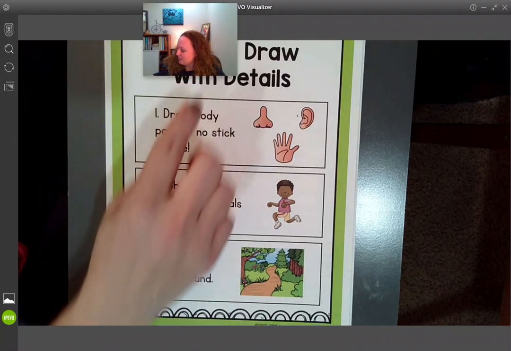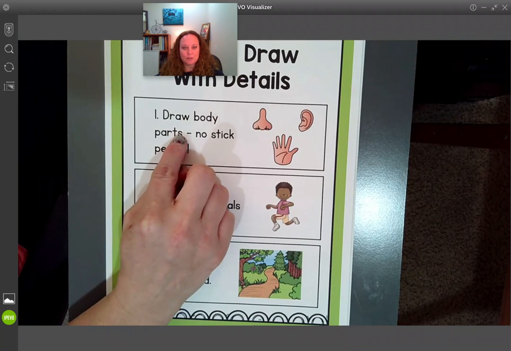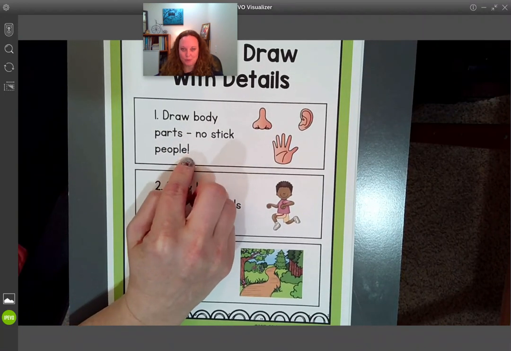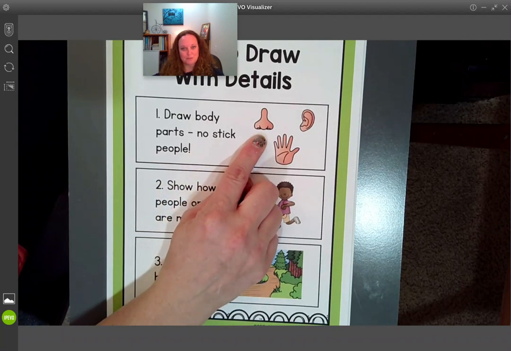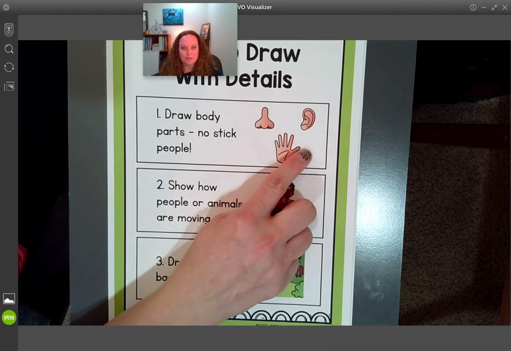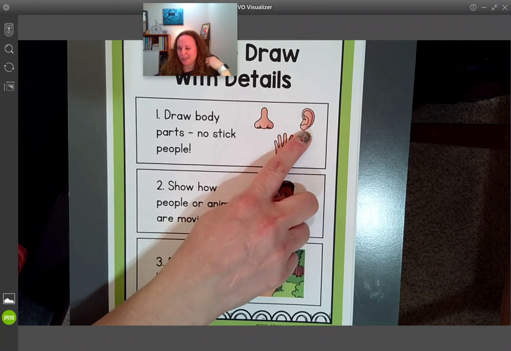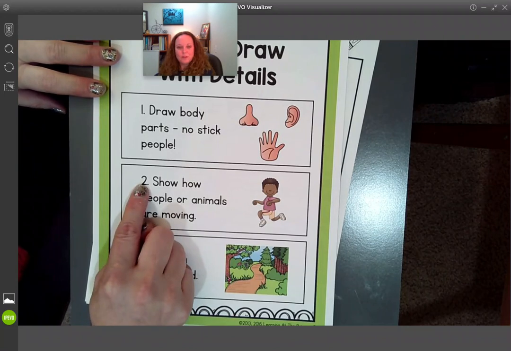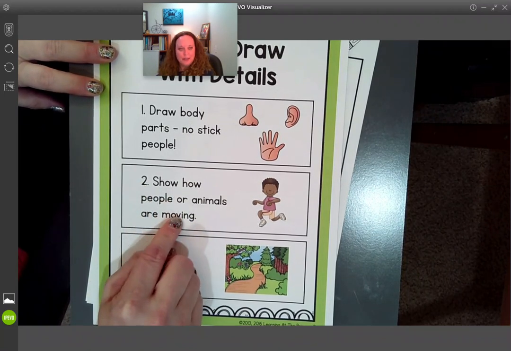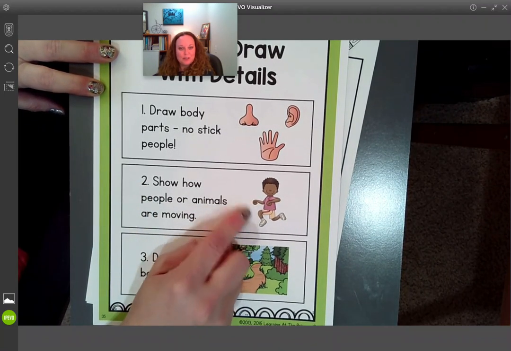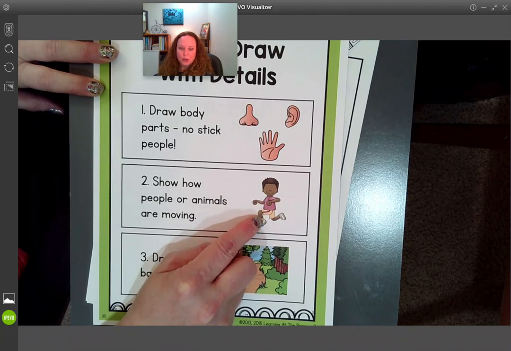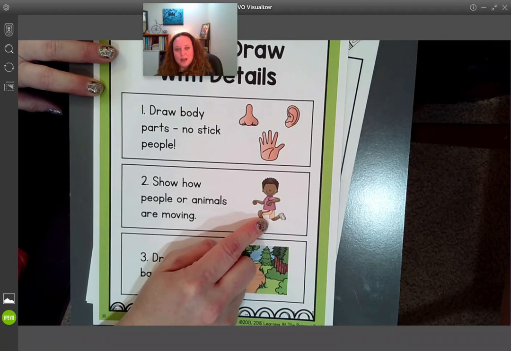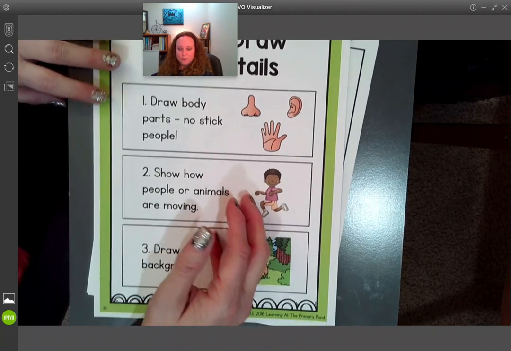Today, we're going to be learning to draw body parts, making sure that we have no stick people. That means you have to have a nose, you have to have an ear. If you don't have hair, that's kind of in the way. You have to have hands. You also have to show how people or animals are moving. And remember, we talked about how we can bend our arms and our knees, and we can have one foot up, one foot down. That's how we show movement in our writing.